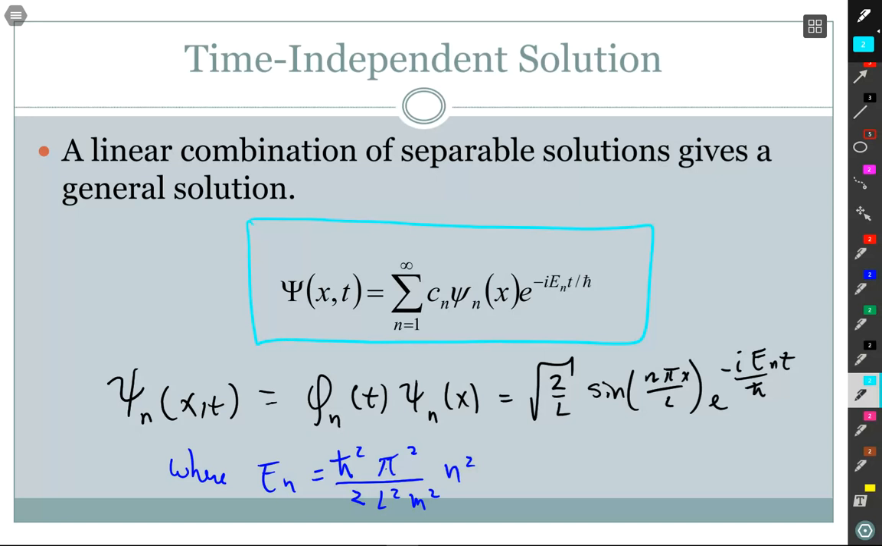So the C n's depend on how you set up the system. Going back to the wave on a string, if I pluck it at the center, that's going to set one set of C n's. If I pluck it at one quarter, it's going to set up a completely different set of C n's. That's how I set up the system. That's what sets the C n's. So this is the complete solution.